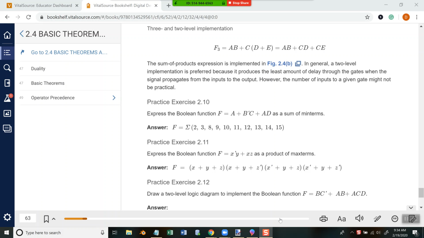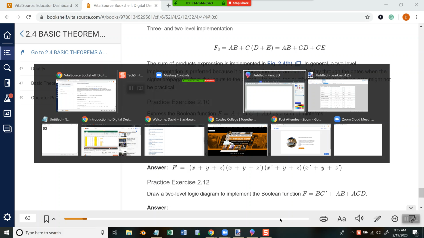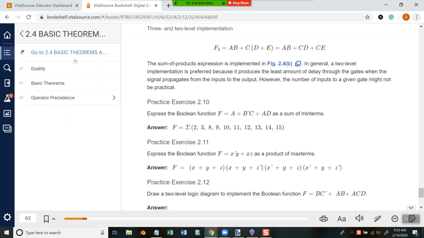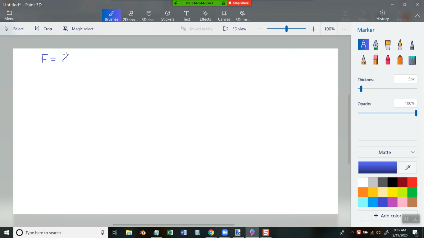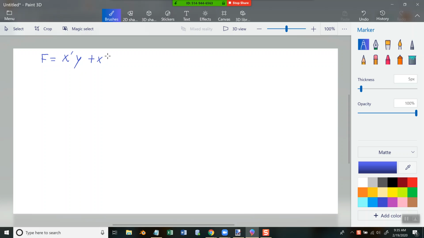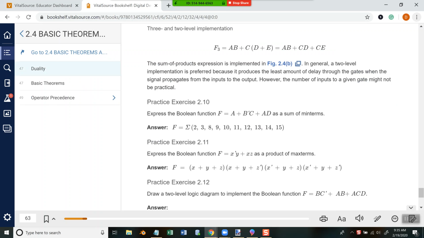Okay, let's take a look at practice exercise 2.11. F is equal to x prime y plus xz. And what's the product of max terms?